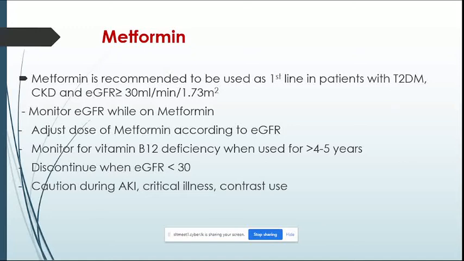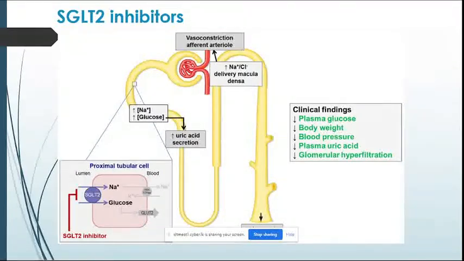One has to monitor the GFR while on metformin, and adjust the dose according to GFR. When the GFR is less than 45, we halve the dose of metformin, and when the GFR is below 30, we stop it. One has to monitor for vitamin B12 deficiency when metformin is used for more than 4 to 5 years. We discontinue it when the GFR is less than 30, and it is temporarily withheld when there is AKI, critical illness, or contrast use.